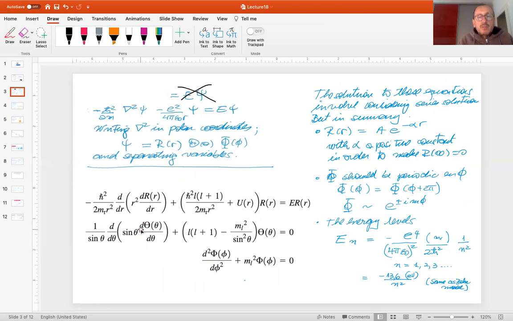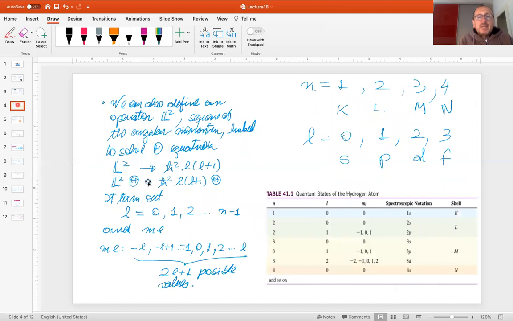The angular momentum square. I can express this equation as the angular momentum square. And if I do that and solve that equation, I find that the eigenvalues of L squared are integer values of ħ. Well, not exactly integer values of ħ, but L squared is integral values of ħ squared multiplied in this way. So if L is integral, L squared can be written this way.